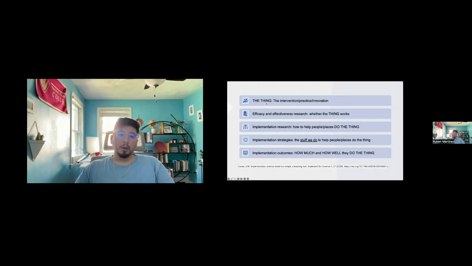So we talk about having the thing, right? Our thing is the thing we're putting into practice. It could be a policy, a procedure, a treatment, etc. In implementation research, we're trying to help people and places do the thing. So what we often do is we develop implementation strategies to help people do the thing. And that's the stuff we do to help people do the thing, people or places.